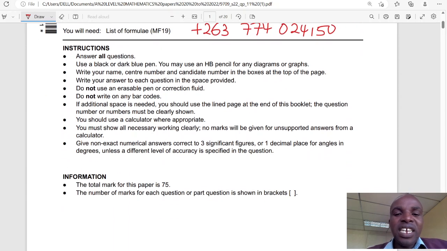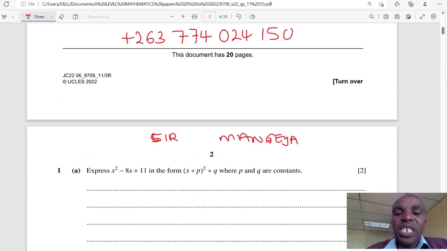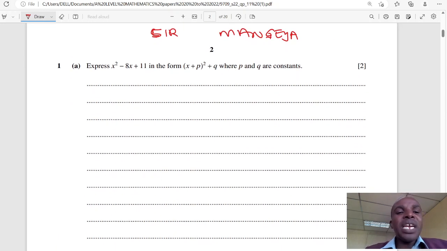Let's get started. Instructions: if the degree of accuracy is not specified, please treat significant figures or one decimal place for angles in degrees. Question number 1. Express x squared minus 8x plus 11 in the form (x plus p) squared plus q, where p and q are constants. So this one is just asking you to express in the completed square form, right?